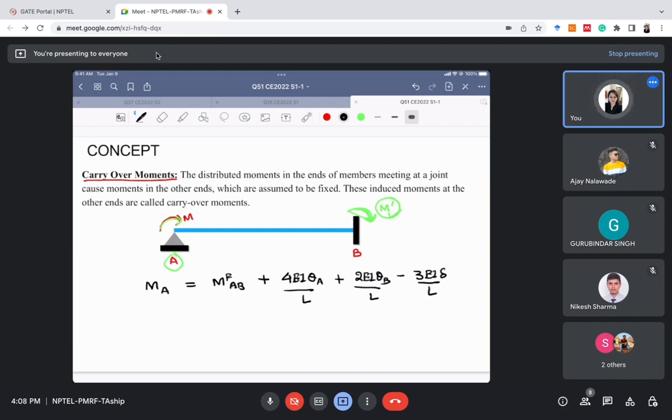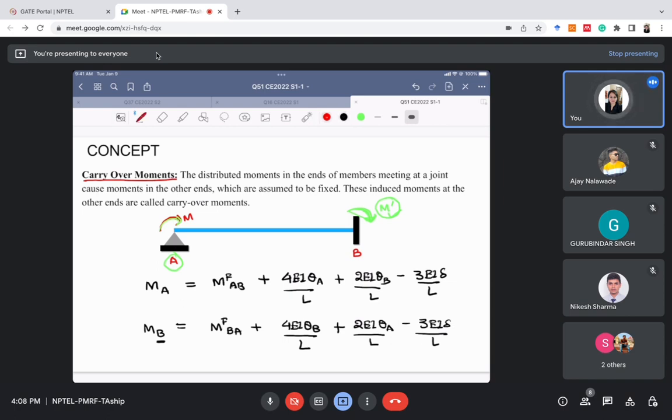If you want to write the slope deflection equation for end B, the moment at B, please note it will be similar to the above: MF BA plus 4EI theta B by L, since if we are calculating MBA then 4EI goes with theta B, otherwise the equation will be the same, plus 2EI theta A by L minus 3EI delta over L. Delta is for the case when the support is sinking. So this is not a support sinking case. We'll simplify this equation.